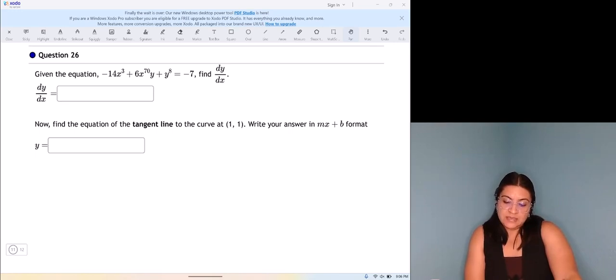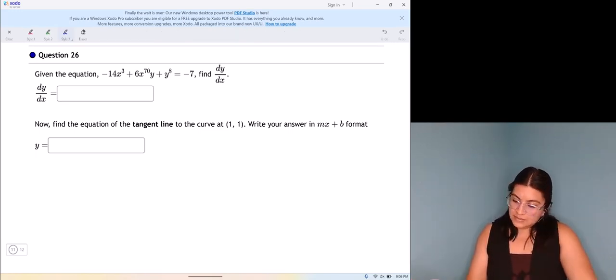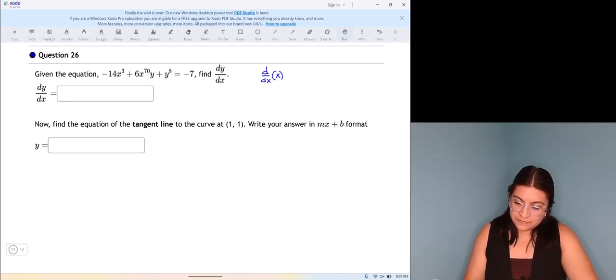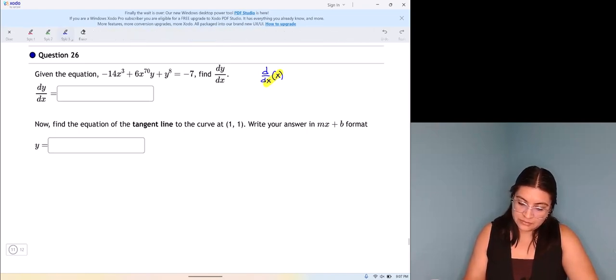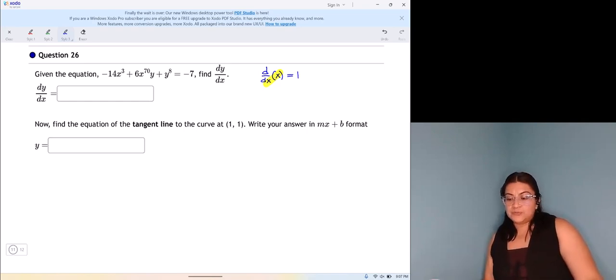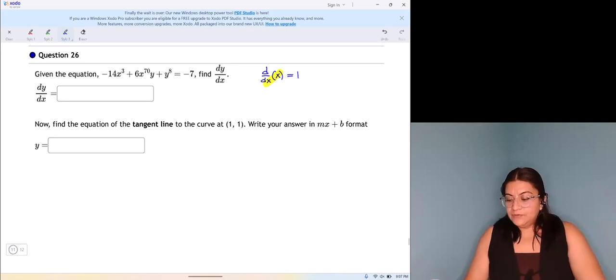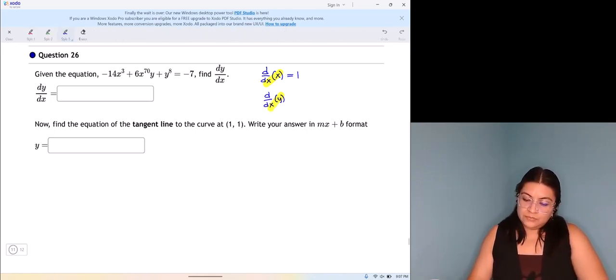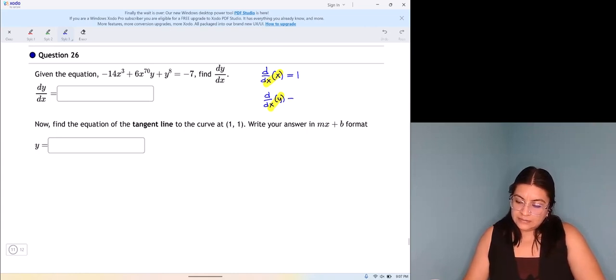Question 26, this is implicit differentiation. Let's start with this. If you find the derivative with respect to x of x, if the variable is matching, then the derivative is just a 1. And we have been doing this the whole time. The derivative of x with respect to x is just 1. But if you're looking for the derivative with respect to x of y, then those variables are no longer matching. Therefore, we say this is dy dx.